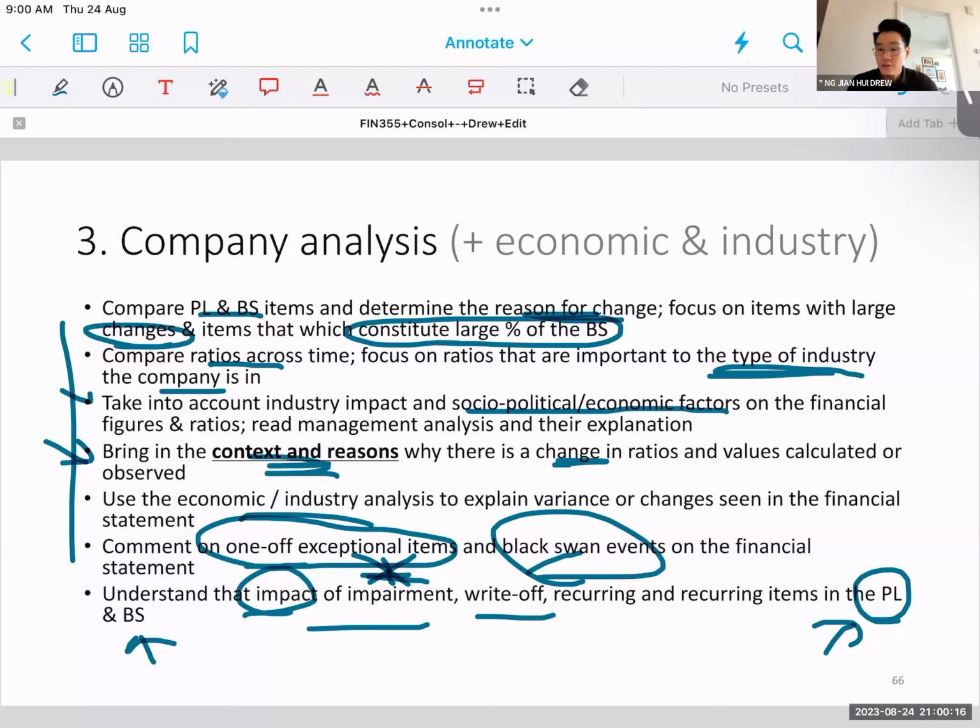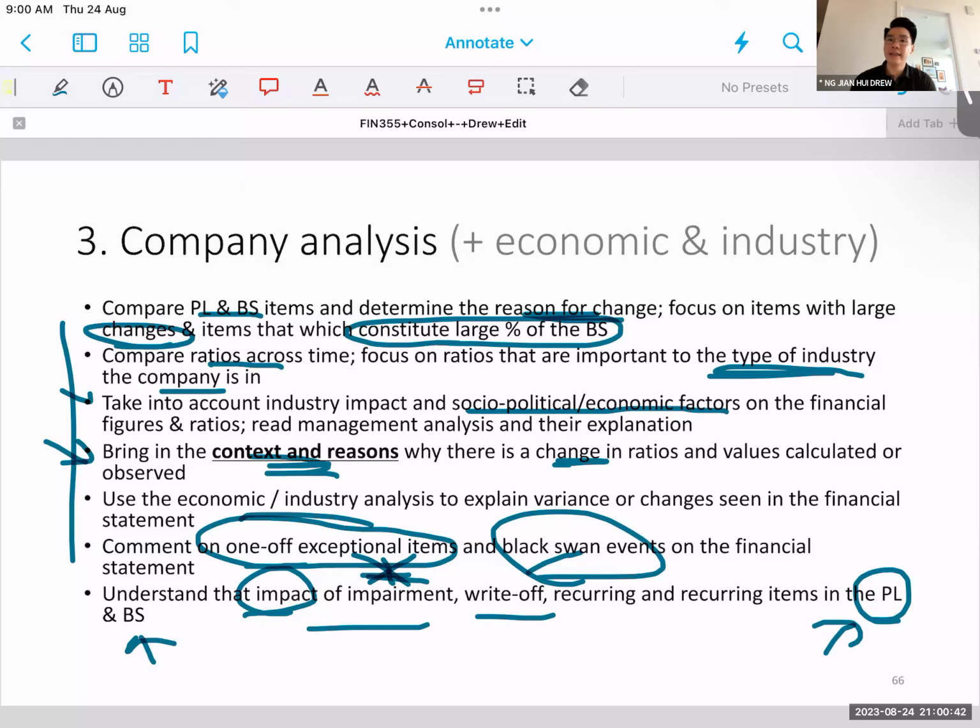Would COVID still be considered a black swan event till today? Yes, you can consider COVID as a black swan event in the context of long COVID, or the long impact of COVID in the industry, in the sense that the industry has not recovered from the impact of COVID. If you structure it that way, you can actually say that.